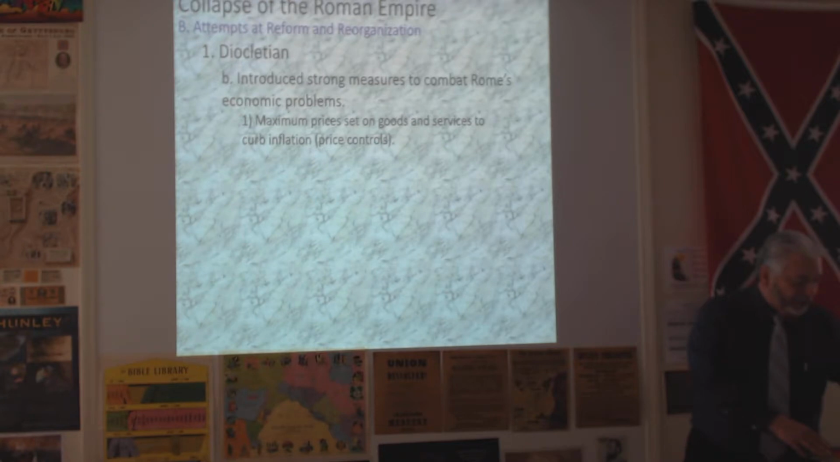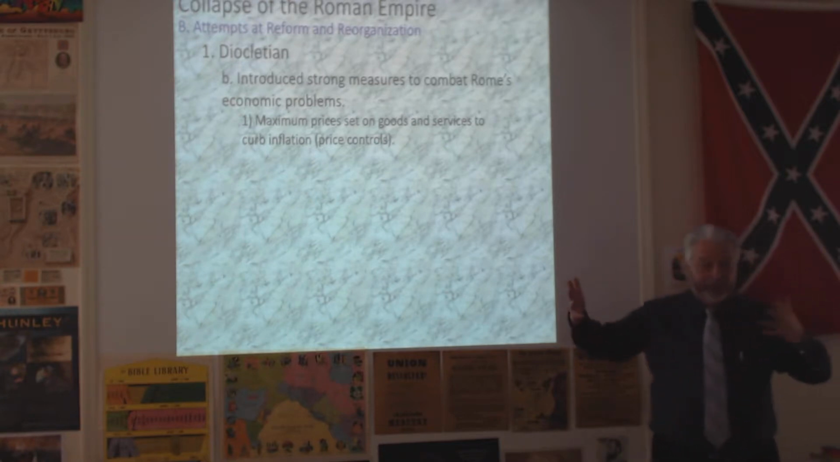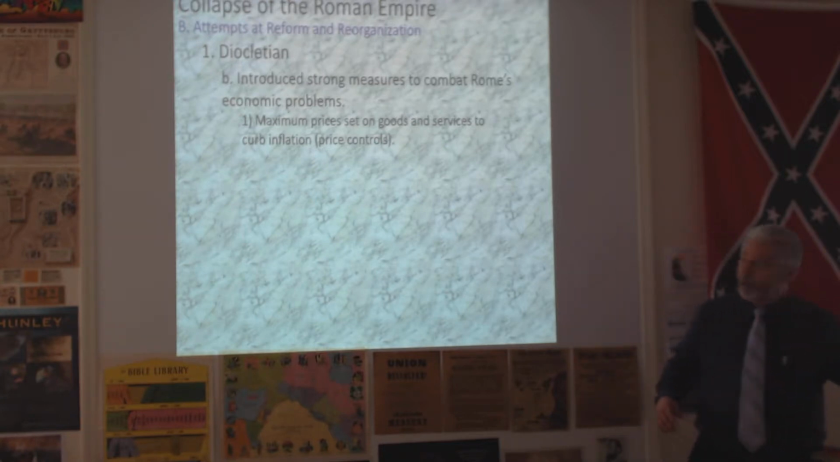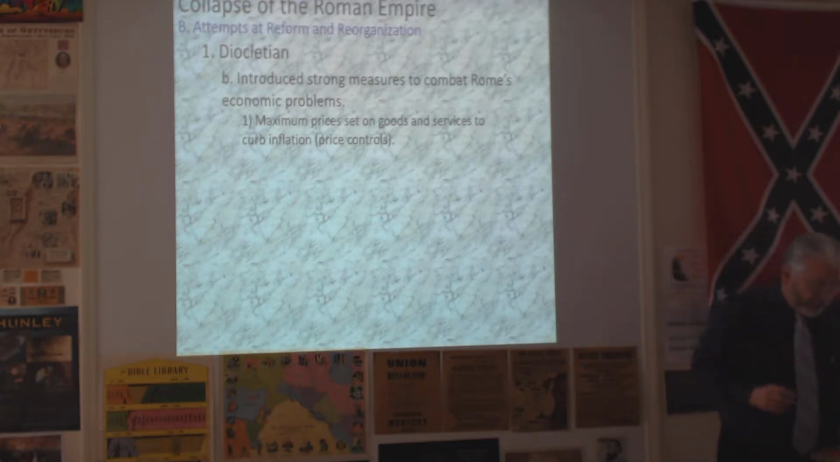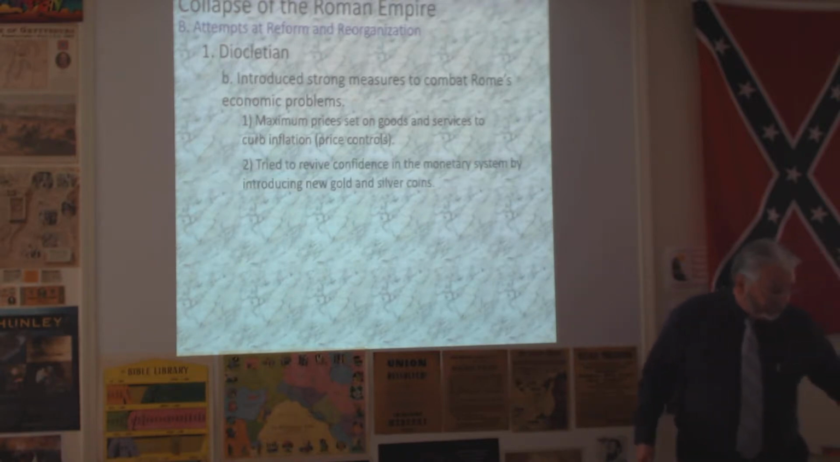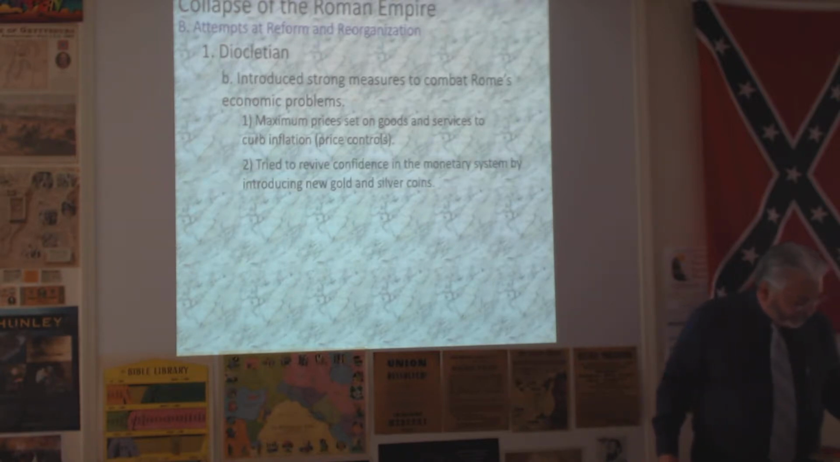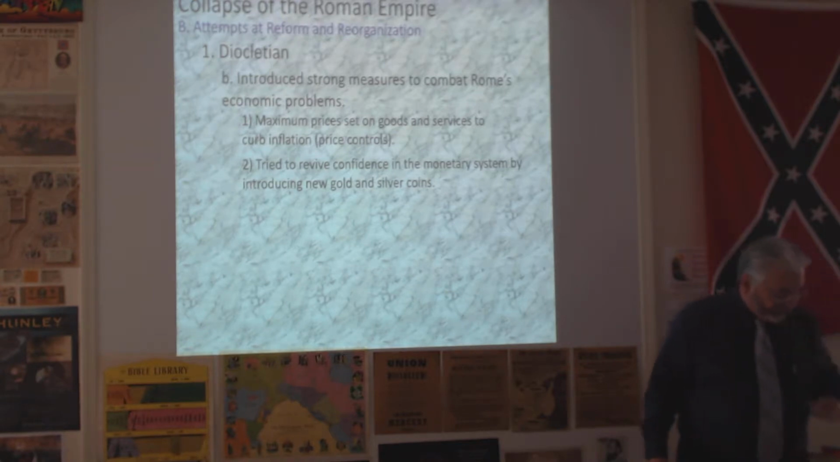It creates a situation where people basically are cheating in order to get more money. All right, so that's one thing he did. He tried to initiate price controls, and in an economy that does not work. Next, he tried to introduce confidence in the monetary system by putting out new gold and silver coins.